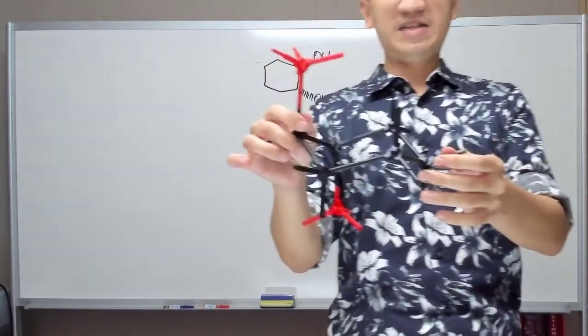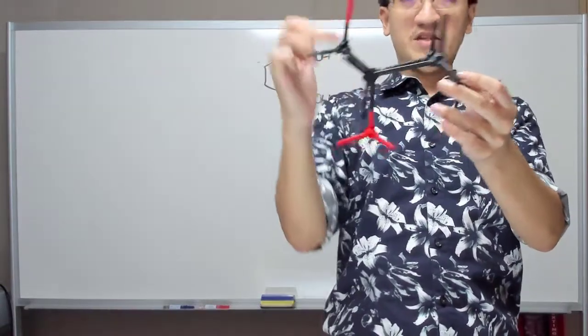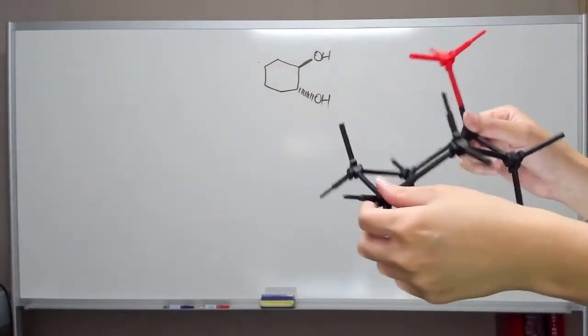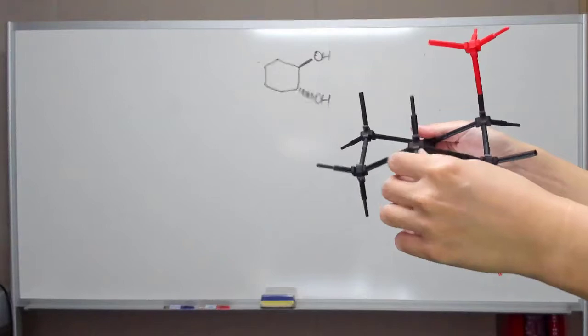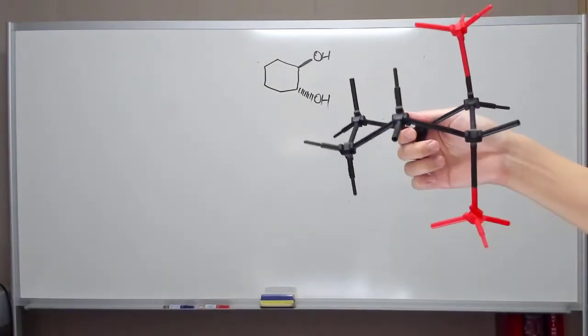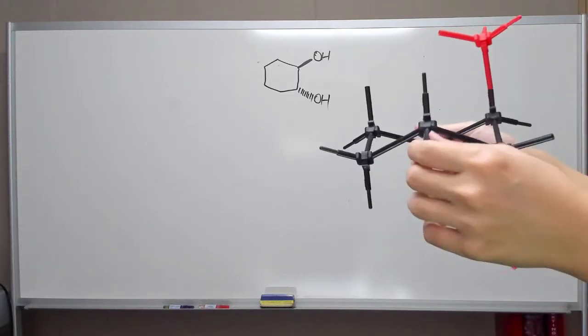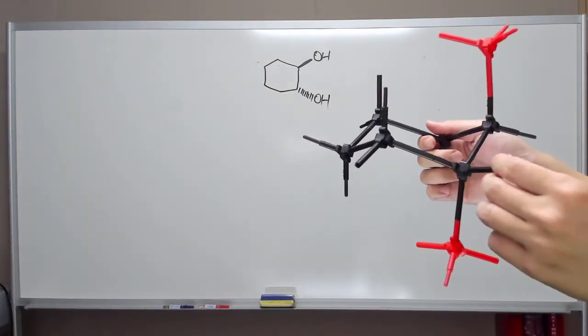You can see that this actually represents the opposite configuration, or they are pointing in opposite directions. So maybe I should shift my position a little bit so that you can see it more clearly like this. This is the normal chair we're looking at, and the two OH are in the axial position. Maybe I'll just pause here for a while for you to take a look.